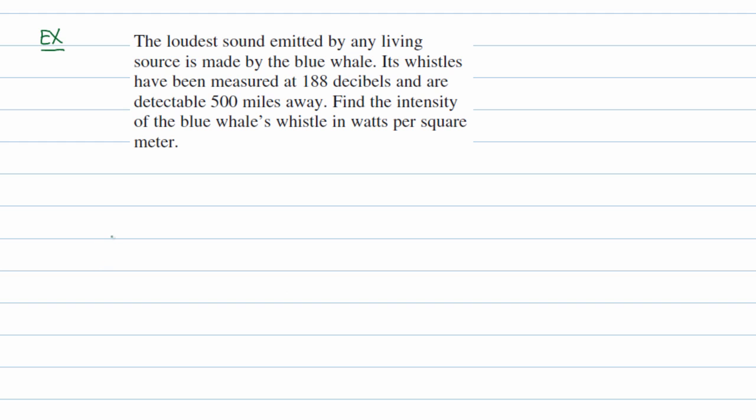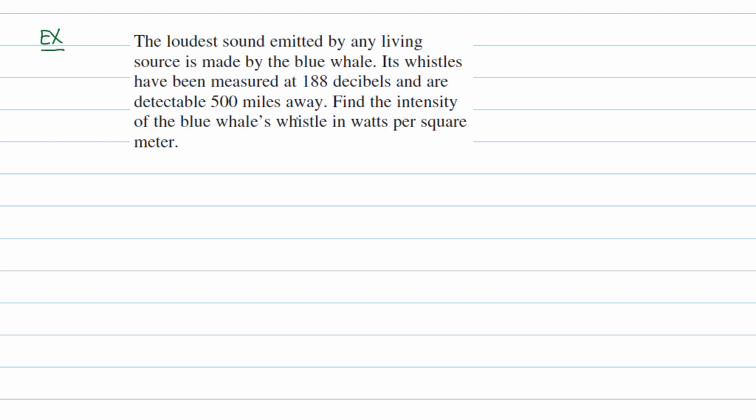So using this formula, the loudest sound emitted by any living source is made by the blue whale. Its whistles have been measured at 188 decibels and are detectable 500 miles away. That doesn't mean they're at 188 decibels 500 miles away. It just means that they're detectable 500 miles away. That 188 decibels is usually measured at 1 meter, which you shouldn't want to be 1 meter away from a blue whale, just by the way.